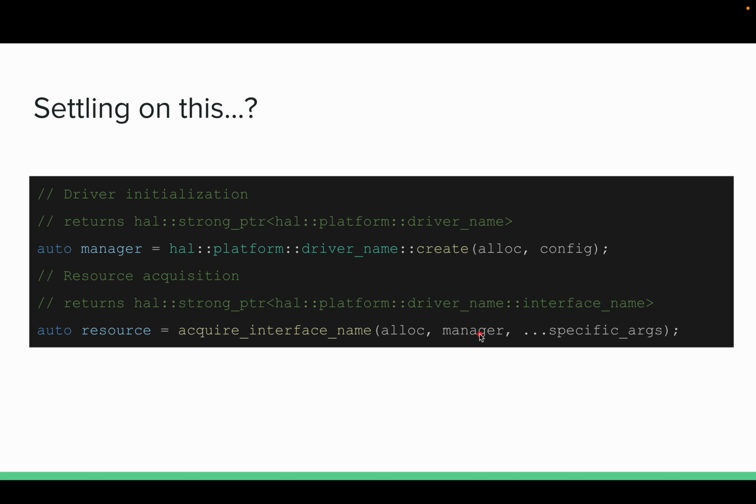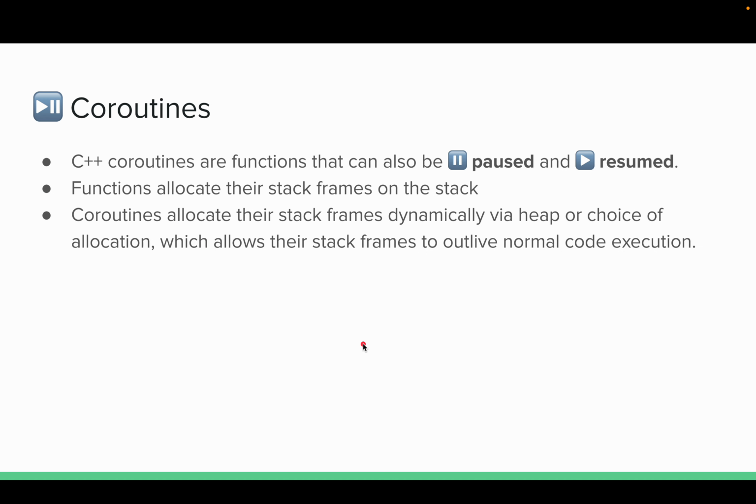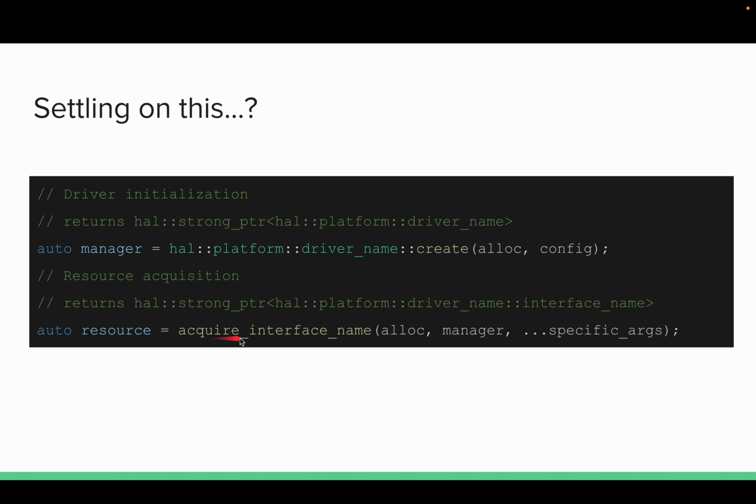So the style for this will be, let's say you needed a temperature sensor. It'd be acquire temperature sensor. You put in the allocator to allocate the temperature sensor. You pass in the manager, which is the thing that you want to acquire a temperature sensor from. It'll call the factory function that then uses the manager to generate that thing and returns it back to you. Then you can take that resource and pass it to something else that needs it.